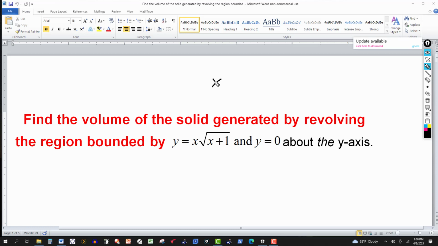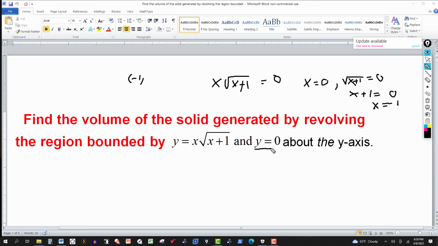So what we did there, we found the points of intersection of the two. So we solved this system here by setting the two y's equal to each other. So x times the square root of x plus 1, set that equal to 0. Y equals 0, of course, represents the x-axis. So set each factor equal to 0. Since we have a product, x can be 0, or the square root of x plus 1 can be 0. If we square both sides, I get x plus 1 equal to 0, which means x is equal to negative 1.